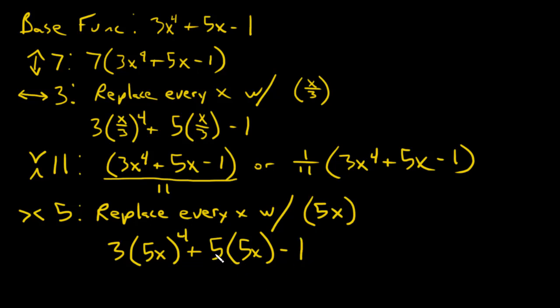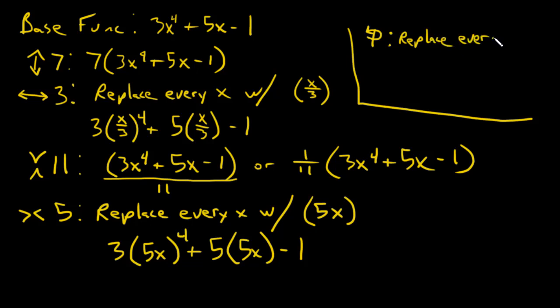There you have it. Okay, and now a little aside up top. Let's say I wanted to flip it across the y-axis. Is that a horizontal transformation or a vertical transformation? Well, which way is the function moving? It's moving left to right. So that is a horizontal transformation. So what do I replace every x with? Exactly, negative x. That's how you flip it. So I'm going to get 3 times negative x to the fourth plus 5 times negative x minus 1.